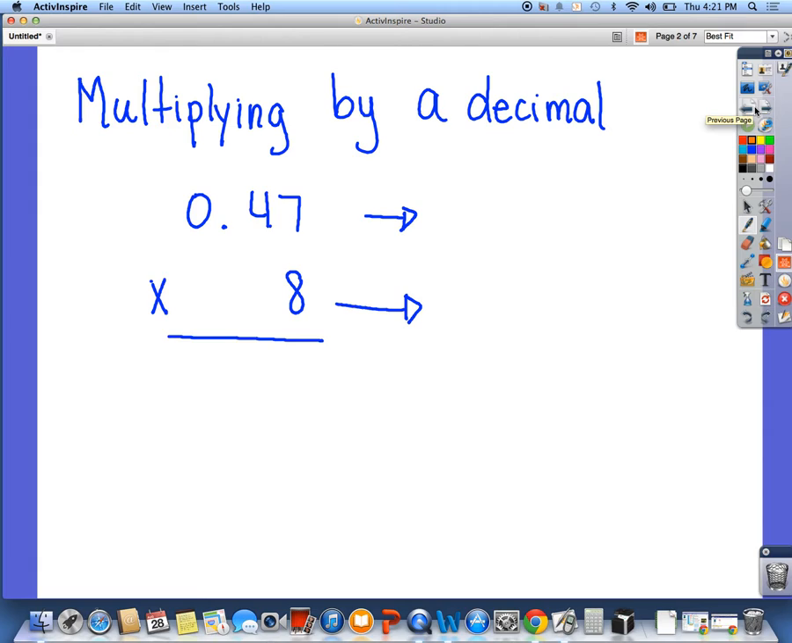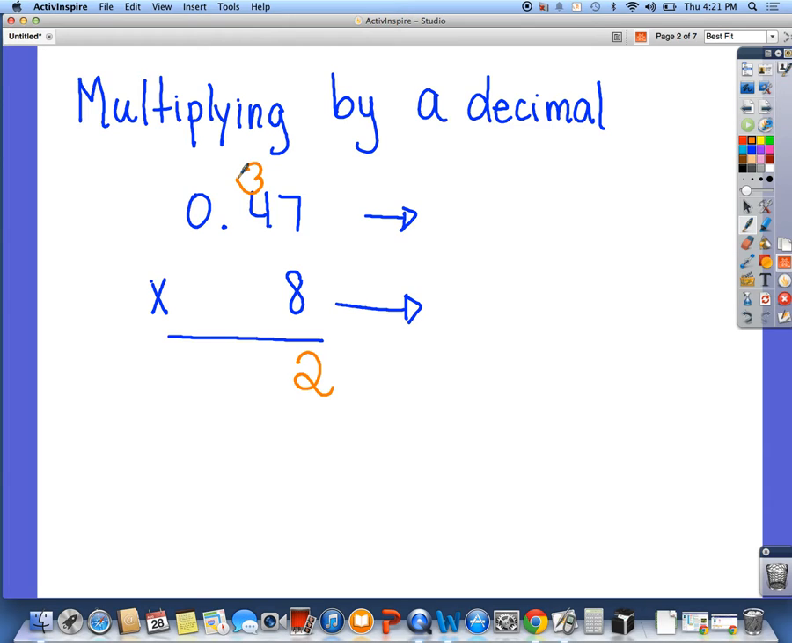So again, we're going to write that problem down. You've got 47 hundredths multiplied by 8. And I'm ignoring that decimal place. I'm going to act like it's just not even there. I'm going to just start multiplying. So I'm multiplying 7 times 8, and that's going to give me 32. I place my 2 down below, carry my 3 up above. And I've got 4.